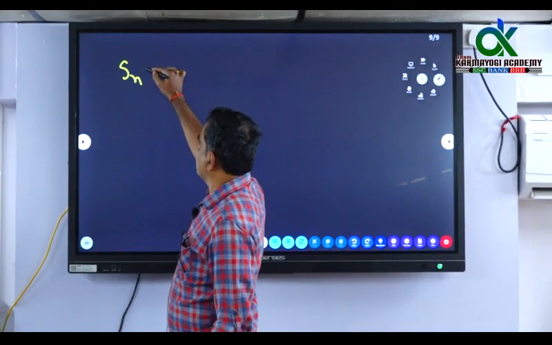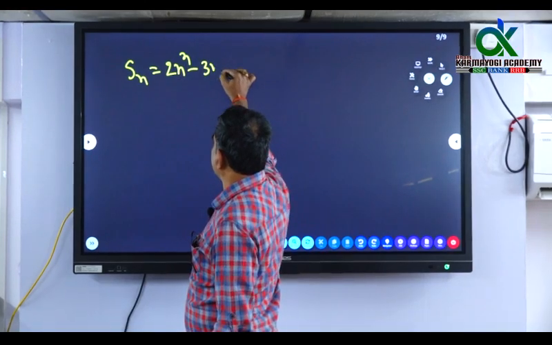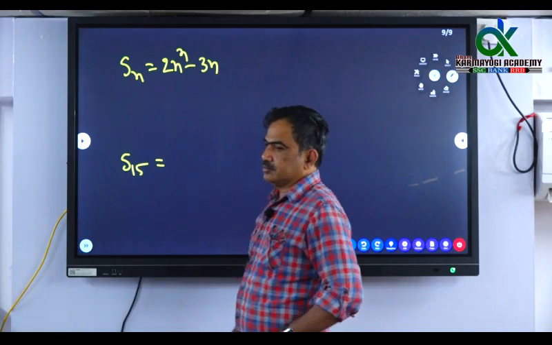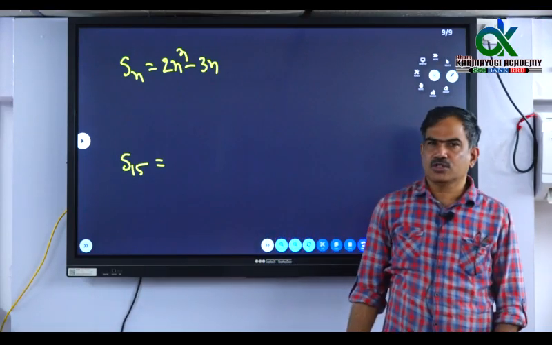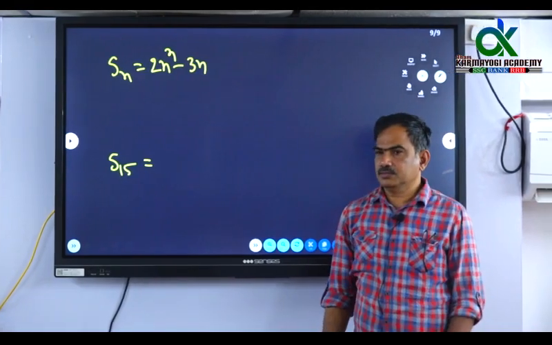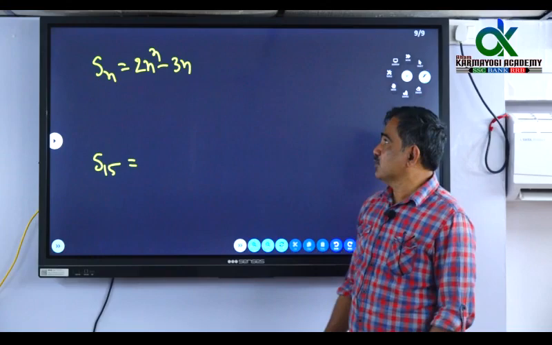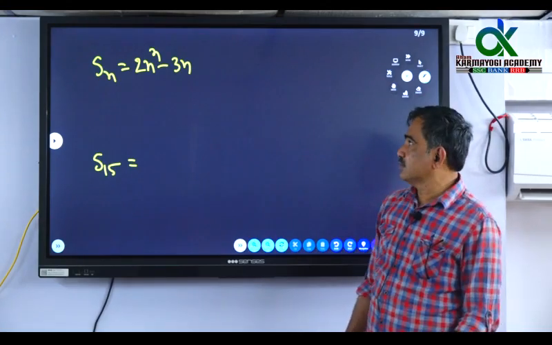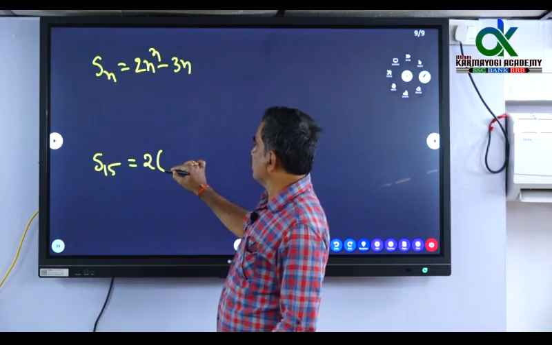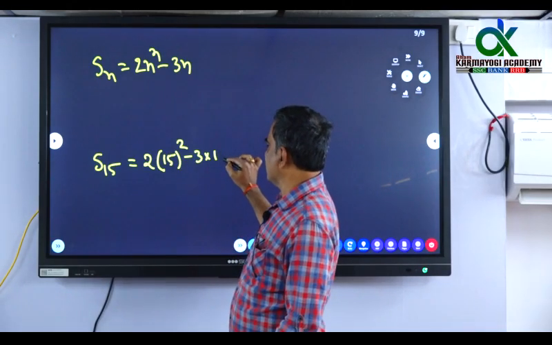If Sn is equal to 2n square minus 3n, find the sum of 15 terms. It's a very easy question. Sum of 15 terms, just put n is equal to 15, that's enough. So 2 into 15 square minus 3 into 15 is the answer.